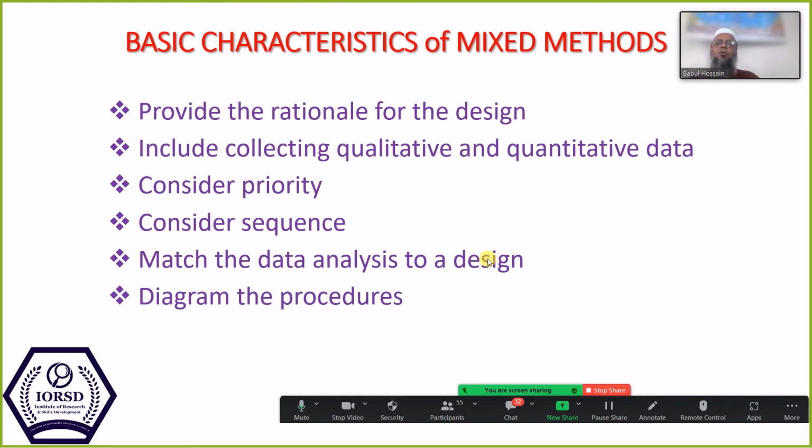Basic characteristics of mixed methods: provide the rationale for the design, include collecting qualitative and quantitative data, consider priority, consider sequence, match the data analysis to a design, and diagram the procedures. Okay.